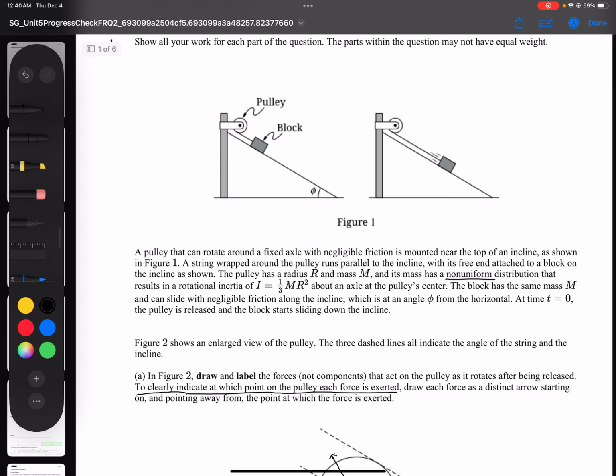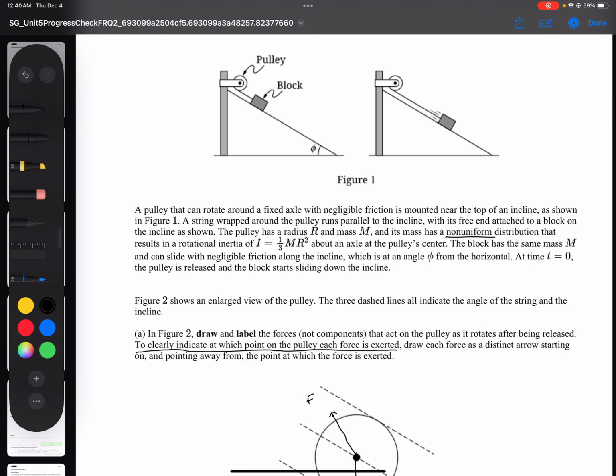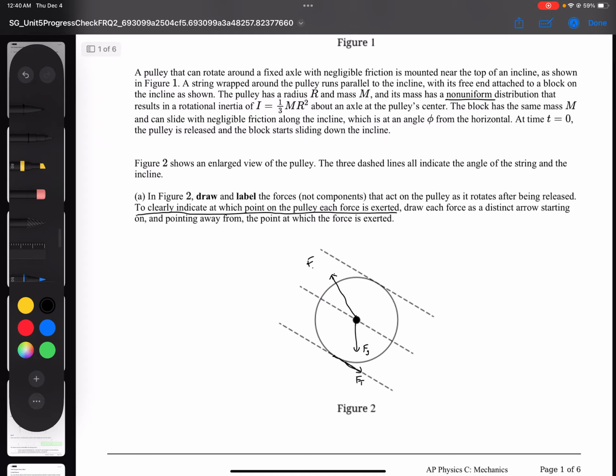Well, the pulley is rotating around the center, around the axle. So that axle has to be pulling on the pulley, up and to the left. So this is a more challenging free body diagram. The point of application is important. The fact that the pulley is getting pulled with the rope from the bottom of the pulley is important, whereas the other two forces act on the center.